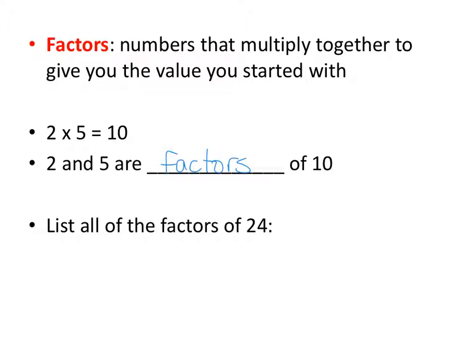If we consider all the factors of 24, 24 is 1 multiplied by 24, or 2 multiplied by 12, or 3 multiplied by 8, or 4 multiplied by 6, and 24 doesn't have a factor of 5. This is our complete list.